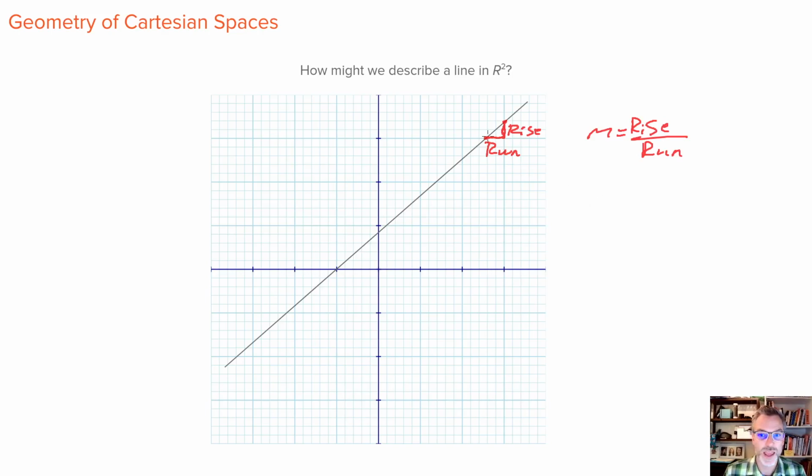Once we have that and a point that the line goes through, usually what we take is this point here, which is the y-intercept. Okay, and we write that as b. I'm not sure why we chose b, but that's the letter that's widely used to represent the y-intercept. Once we have these two, we can write an equation for the line as y equals mx plus b.